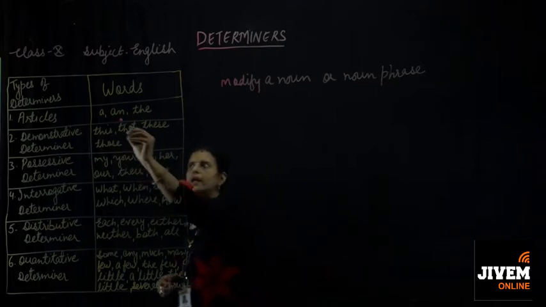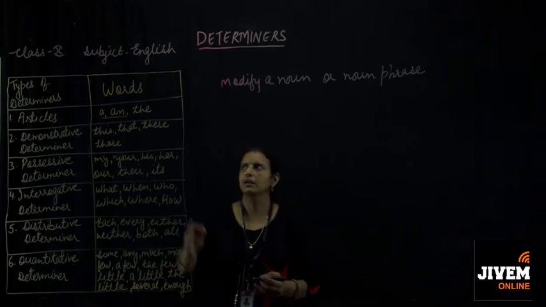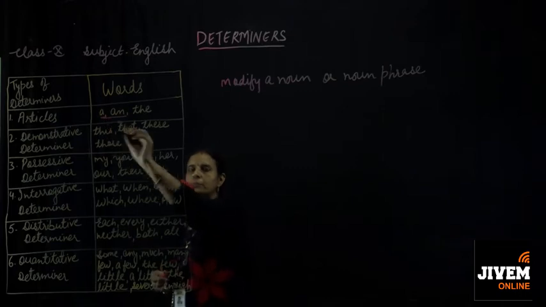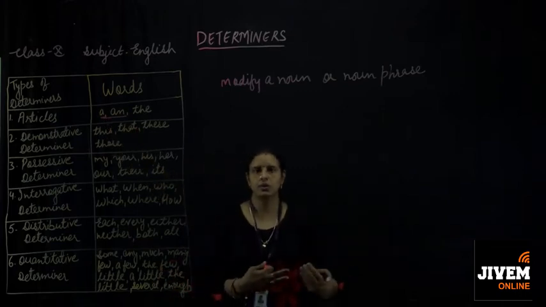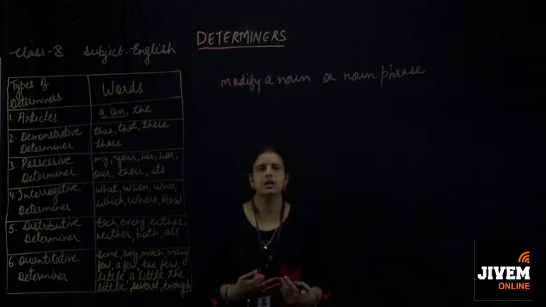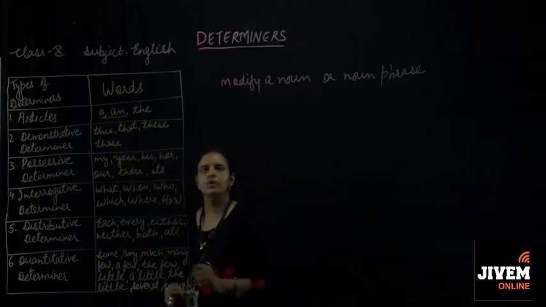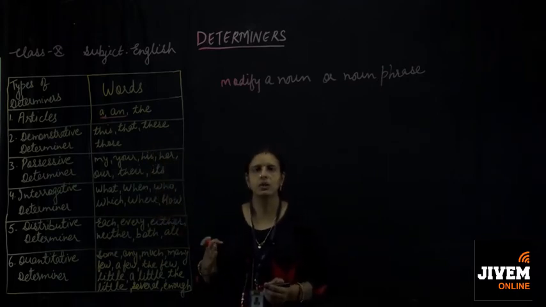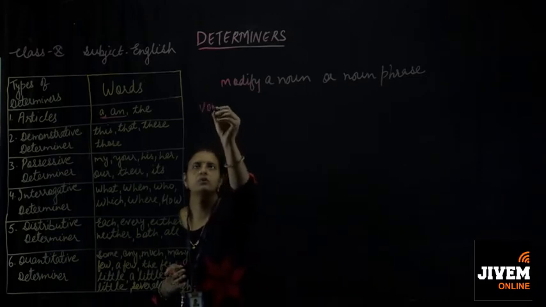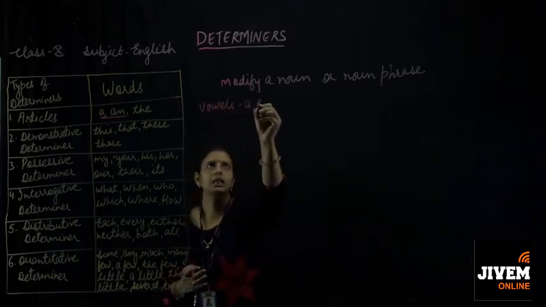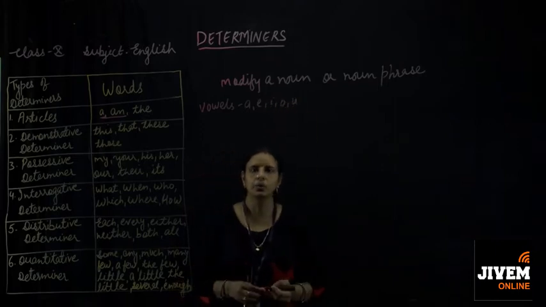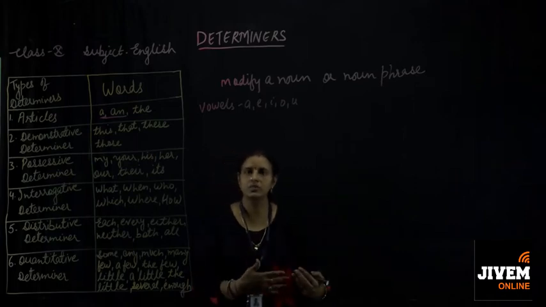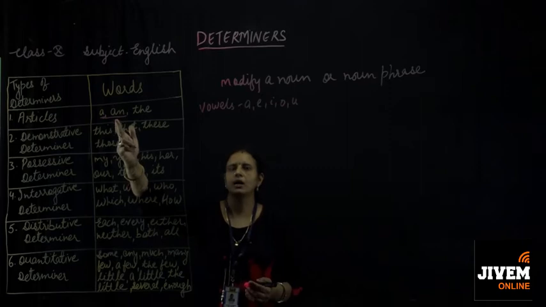You know that a and an are the indefinite articles and the is a definite article. The article a is used when the noun is singular in form, or before a word which starts with a consonant. An is used before a word which starts with a vowel. How many vowels do we have? We have 5 vowels: a, e, i, o and u. So before a word which starts with the sound of a vowel, we will make use of the article an.